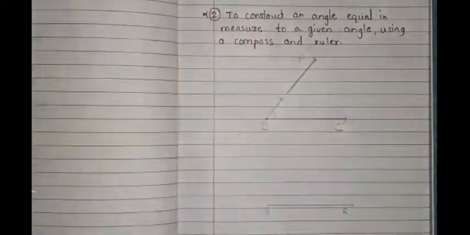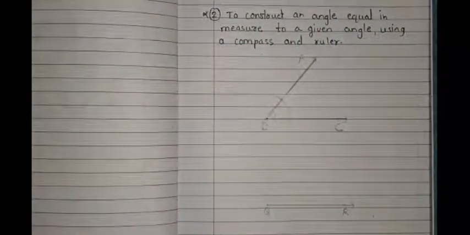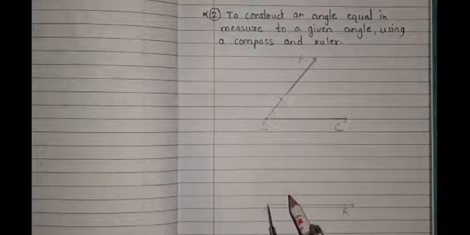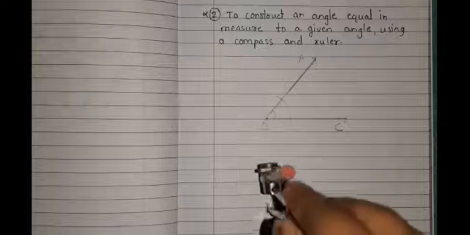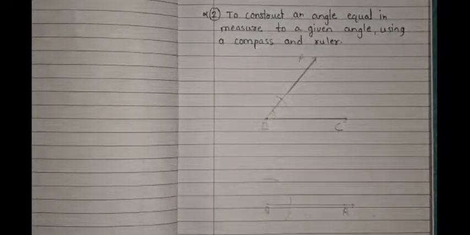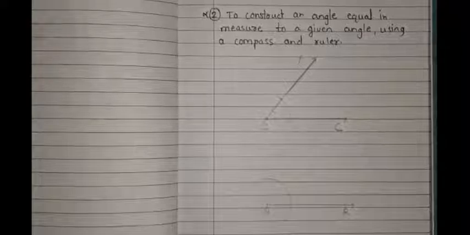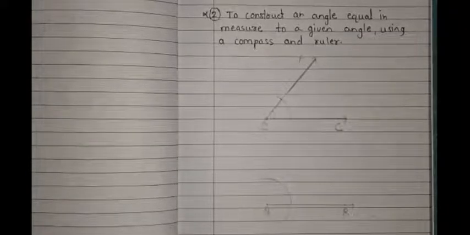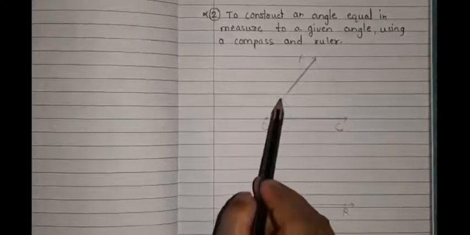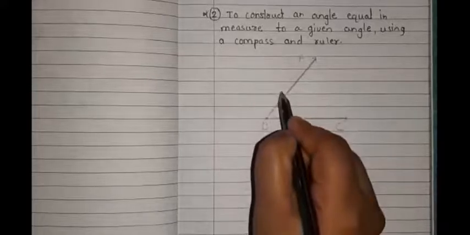I don't know what the measure is. Did I draw an arc? I didn't change the distance. Now I will keep my compass on vertex Q and draw an arc in this way. Did I draw an arc? Now I will name this point. Wherever my arc is intersecting the angle, I will name that point, suppose D and E.